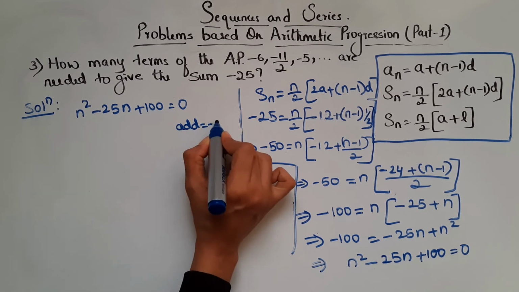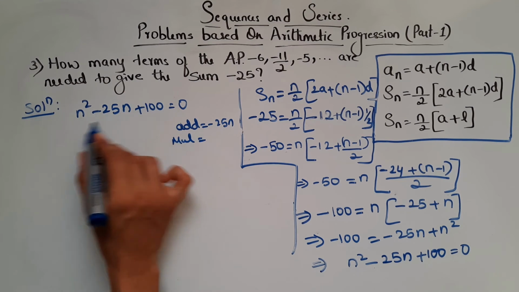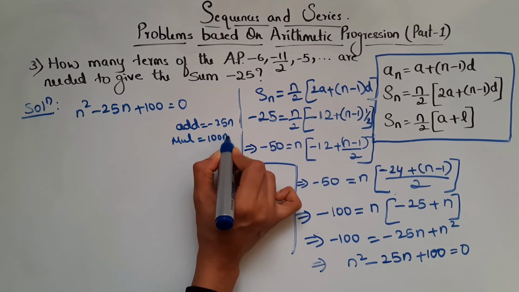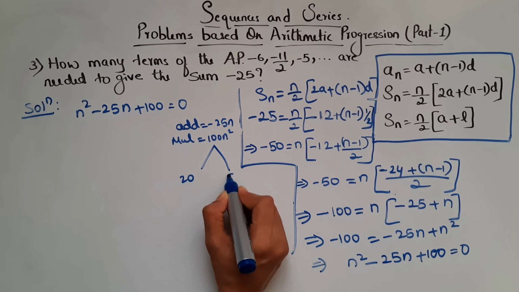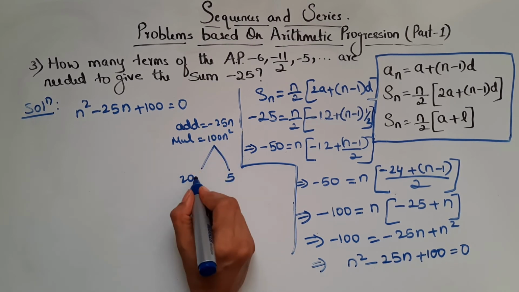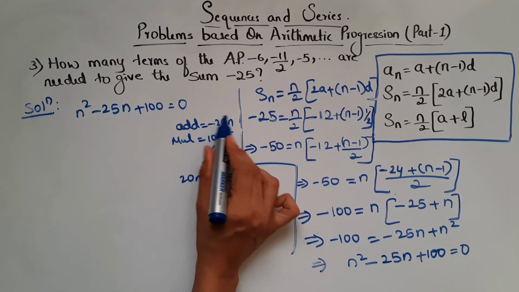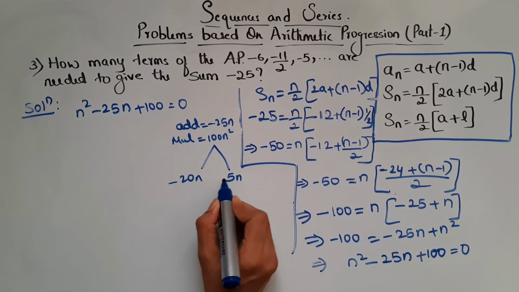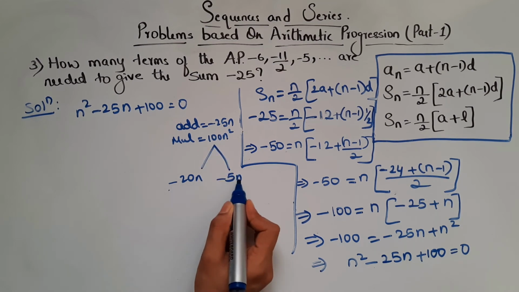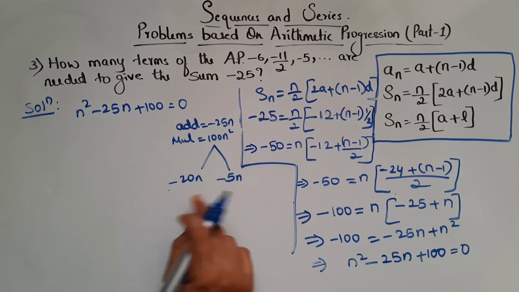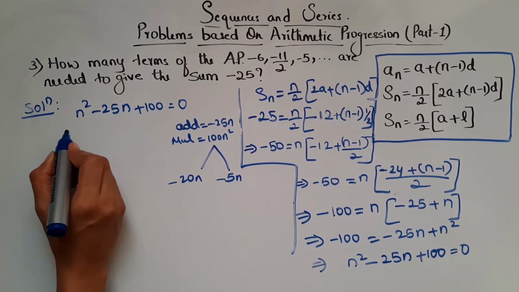So when you add, you have to get -25n, and when you multiply, you have to get 100n². So what are those two numbers? 20 into 5 will give you 100, right? But while adding, you want minus 25. So minus of minus is plus. So minus 20n and minus 5n will give you minus 25n. So the factors are minus 20n and minus 5n.